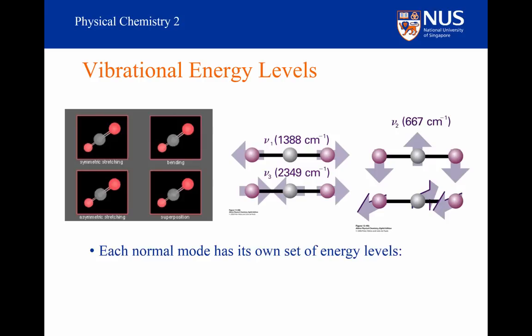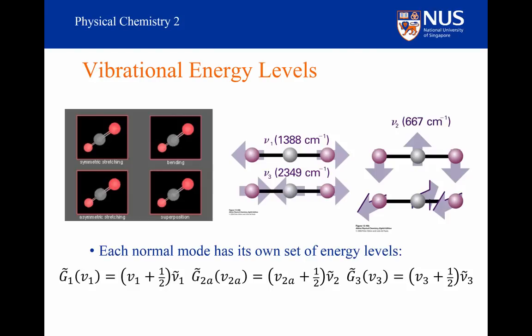It is important that although we discuss the vibrational modes separately, you appreciate that the motion of the atoms is described by a linear combination of all the vibrational modes. Each normal mode has its own set of vibrational energy levels, each with their own set of vibrational quantum numbers. There are 4 vibrational quantum numbers, V1, V2A, V2B, and V3. And if all of these quantum states are 0, we can identify the 0-point energies associated with each of these modes, as given here.